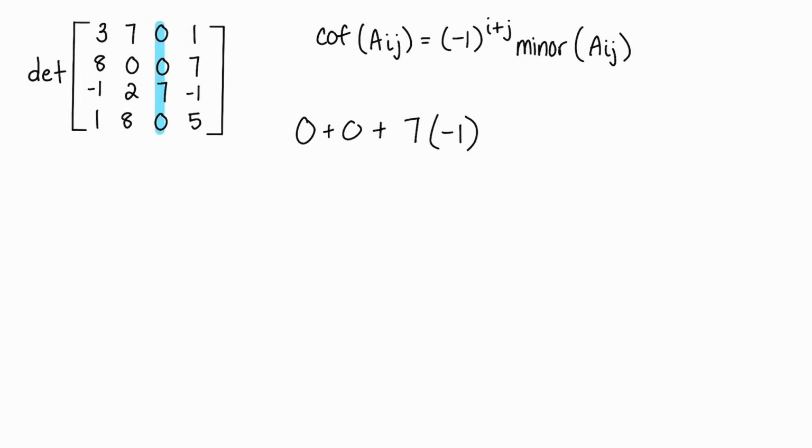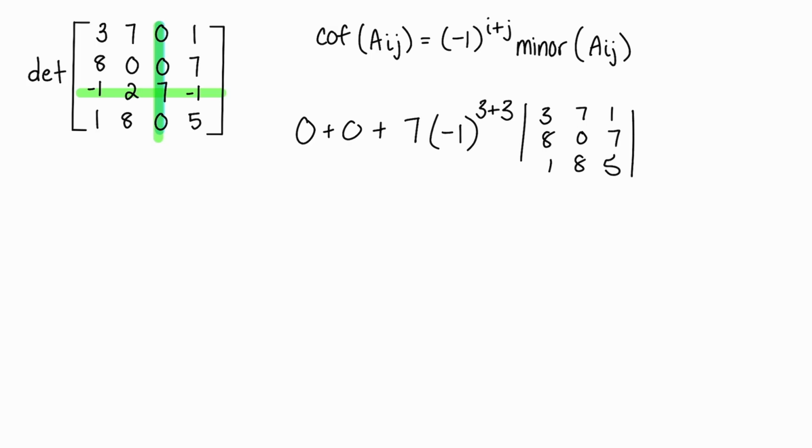And then for the index of this 7, we take the row and column and add them together. So that will be 3 plus 3. And then that's multiplied by the minor. So the minor is this column that we picked, and 7 is in this row. What we do now is anything that's not part of that will go into this. So for example, 3, 7, 1, 8, 0, 7, 1, 8, 5.